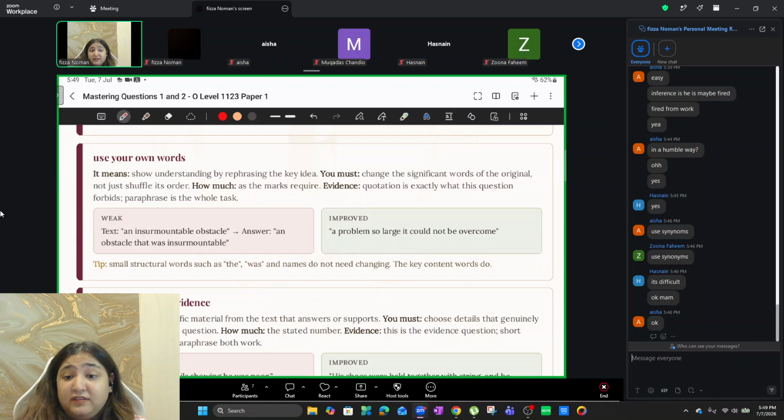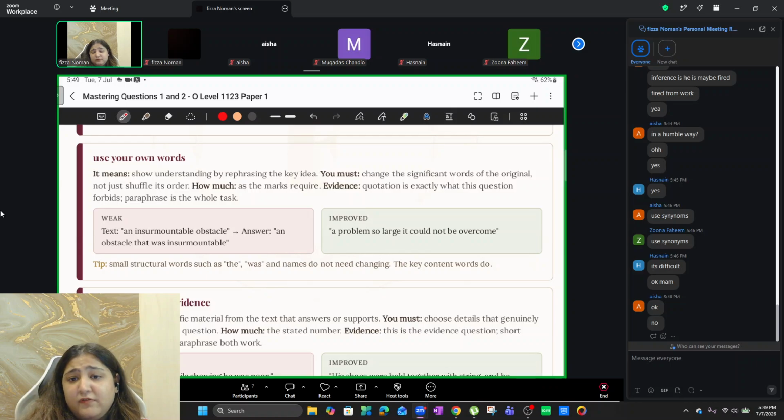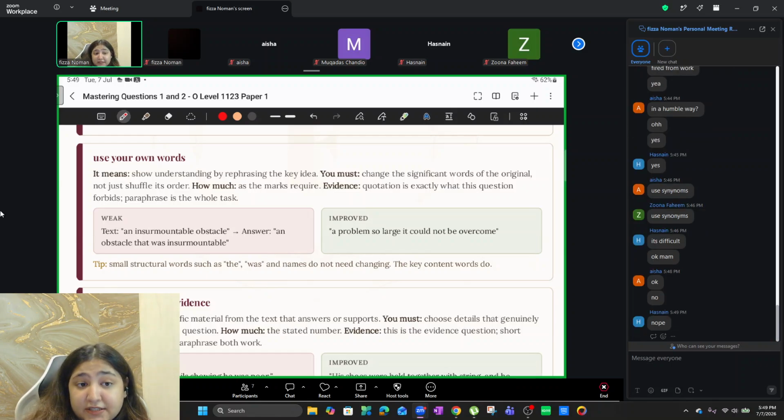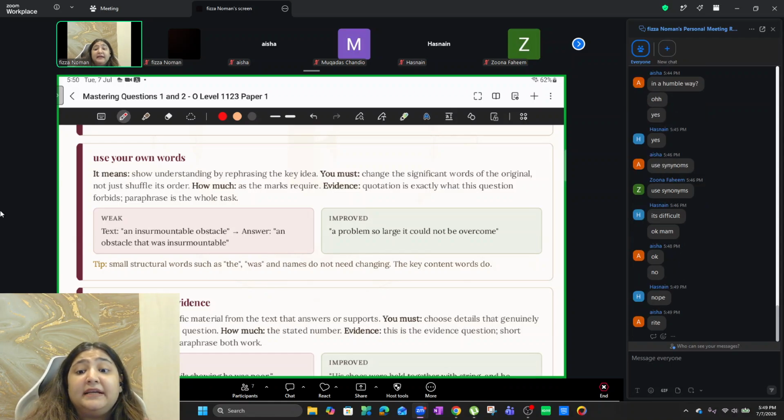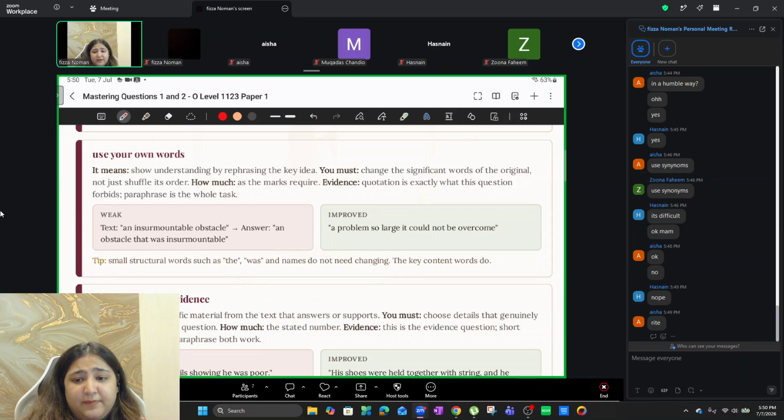Did I use fancy words here, guys? Huh? What do you think? Did we use fancy words in the improved version? We simply use synonyms, right? We simply explained it by keeping the meaning intact. The meaning remains intact. All right? Good to go? Muhammad, are you there, beta? I would really want you to also take part, mera beta.